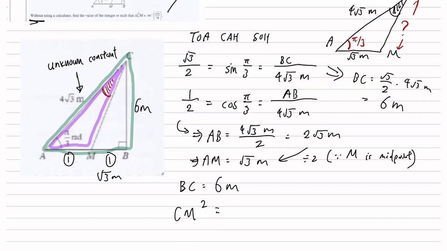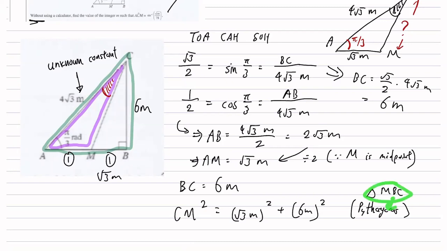It will be root 3m bracket squared plus 6m bracket squared. Pythagoras' theorem. Is that okay? Pythagoras is applied to triangle MBC. I know there are a lot of triangles going on, so that's why I write down the triangle. You don't really need to. It's just to remind myself.